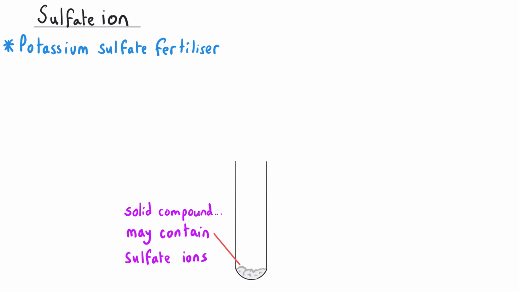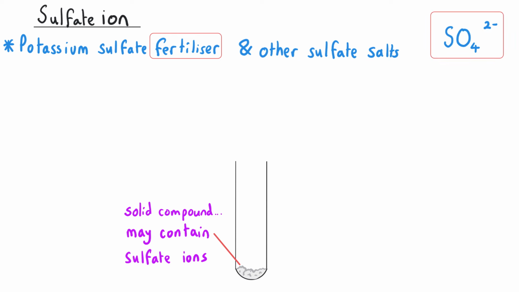There are a number of common compounds that are sulfates. For instance, potassium sulfate is obtained through mining and it is used directly as a fertilizer. We can also produce sulfates when sulfuric acid reacts with bases. The sulfate ion, which has the formula SO4 2-, showing it's a 2- charge ion, can be tested for using a simple test tube-based reaction.